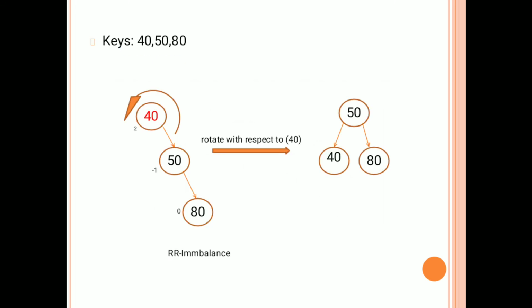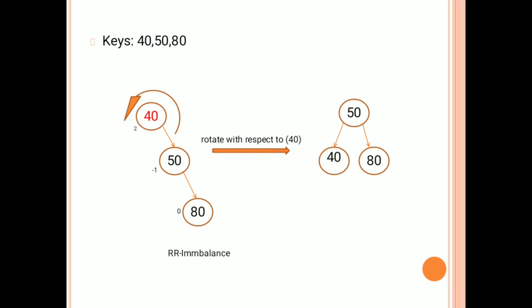Consider an example with the keys 40, 50 and 80. So according to the given order, 40 is the root node. Make 40 the root, and the next element to be inserted in the tree is 50. 50 is inserted on the right of 40 because 50 is greater than 40, and the next element to be inserted in the tree is 80. 80 is inserted on the right side of 50 because 80 is greater than 50. So the tree became imbalanced.